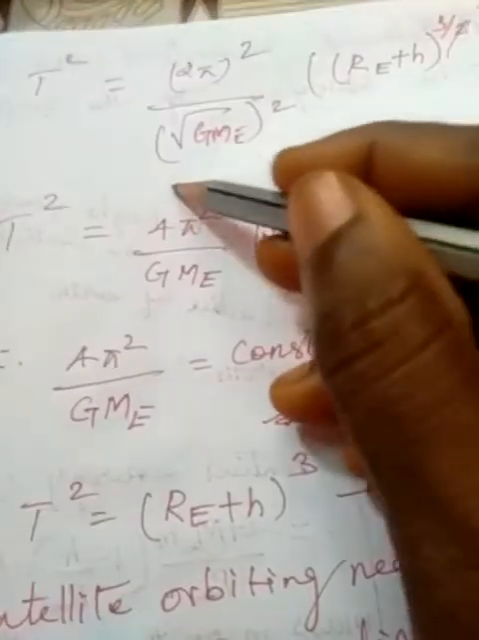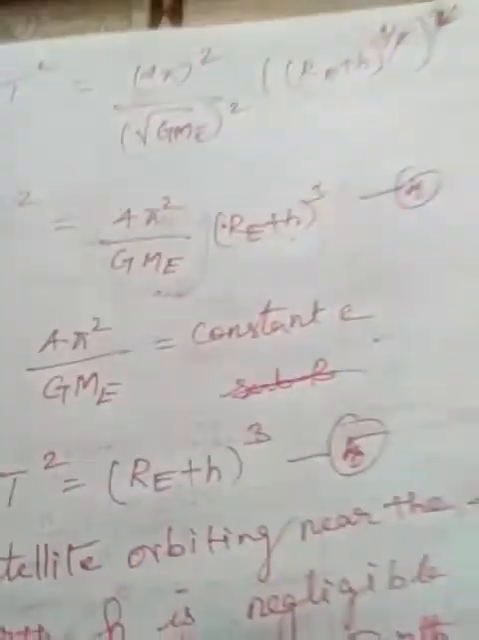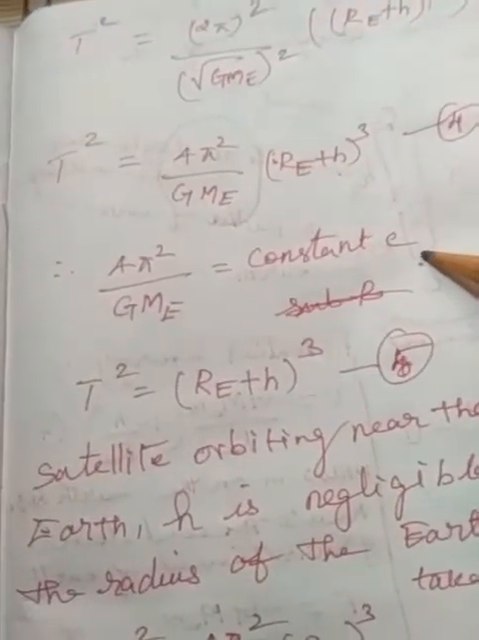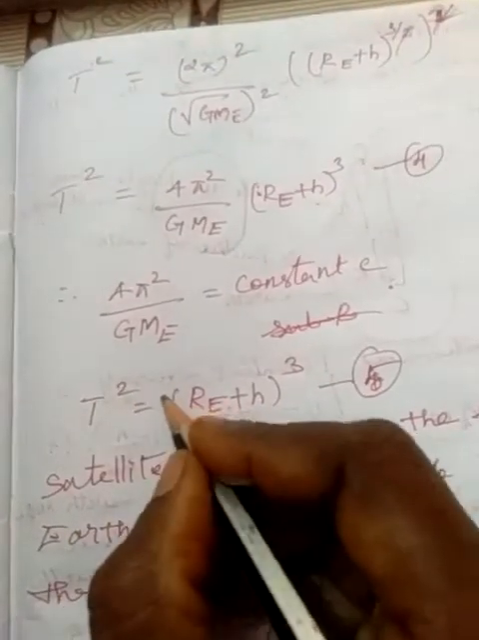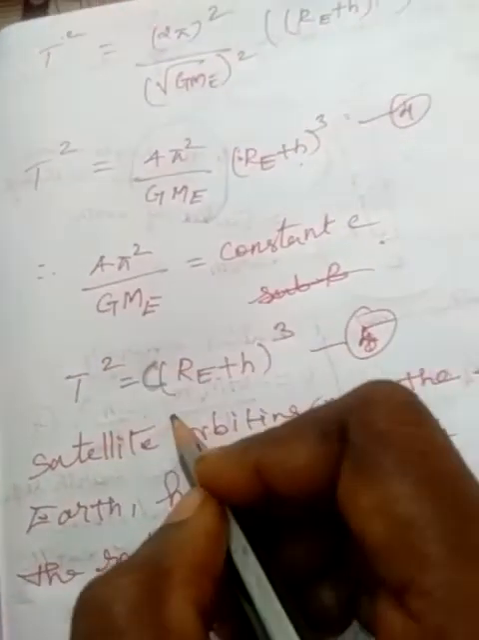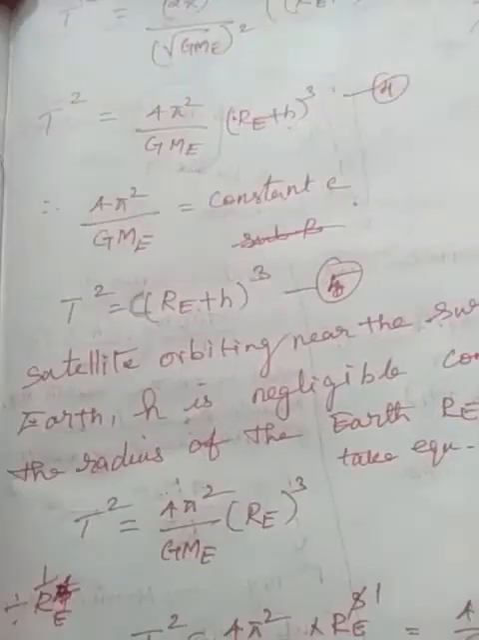Therefore all of these are numeric constant values. So this constant value we substitute as C. I have taken it as the C value. Okay? Here I should put C, I forgot it. So t squared equals C times (RE plus h) cube.